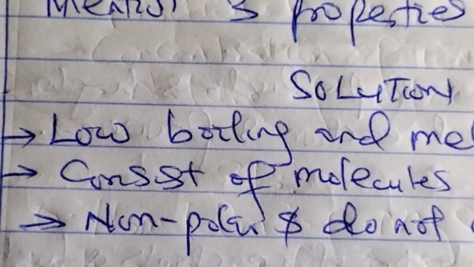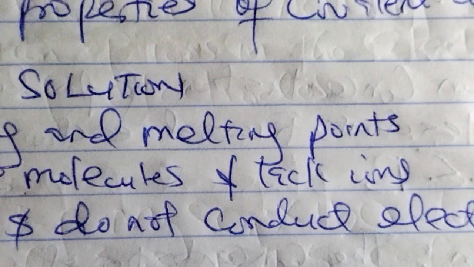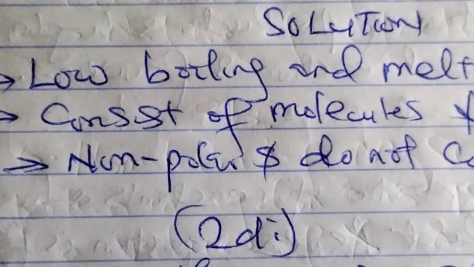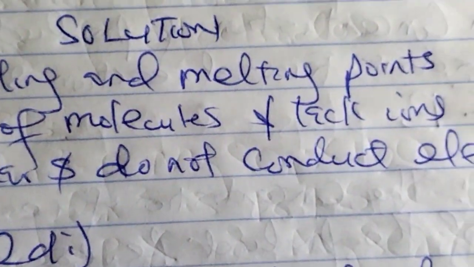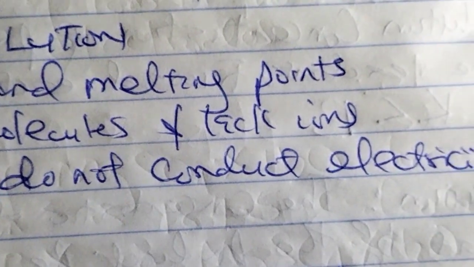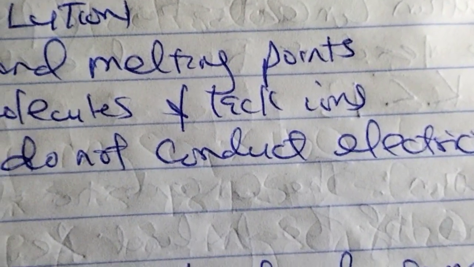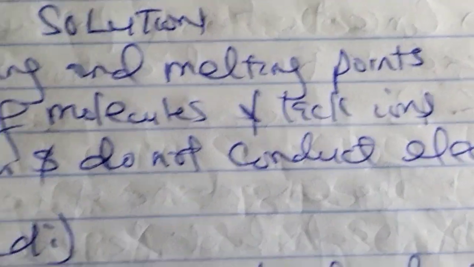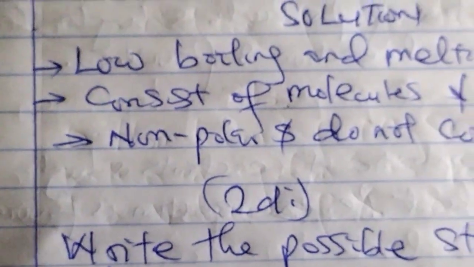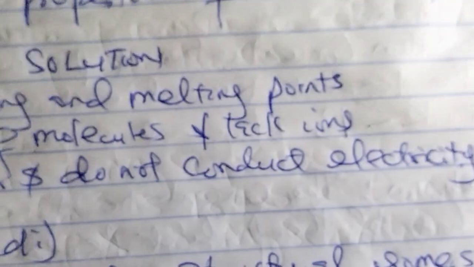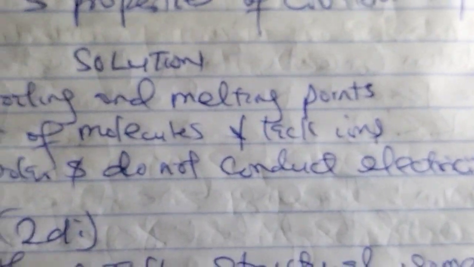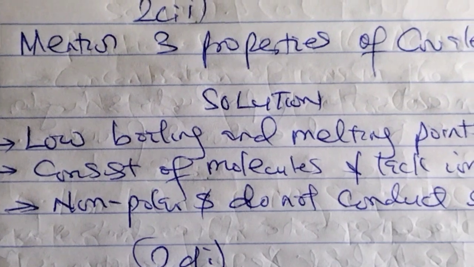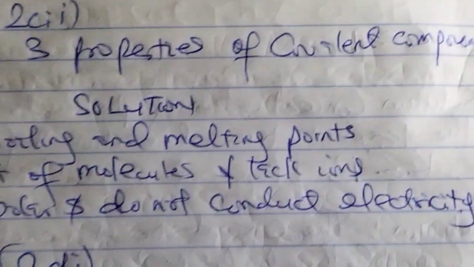Solution: 1, low boiling and melting points. 2, consists of molecules or lack ions. Then 3, non-polar and do not conduct electricity. So these are the properties of covalent molecules or compounds.